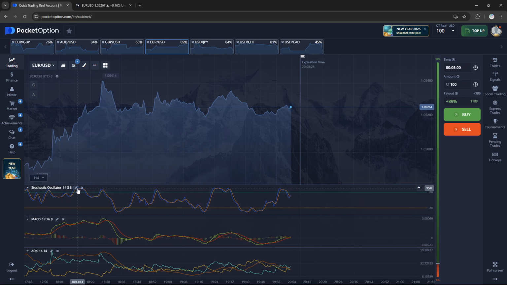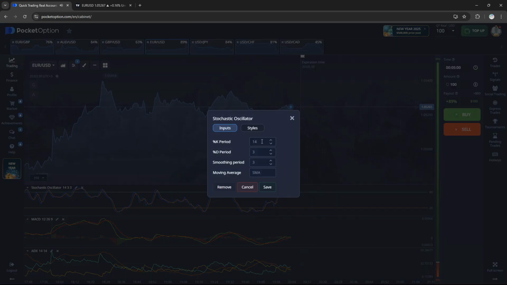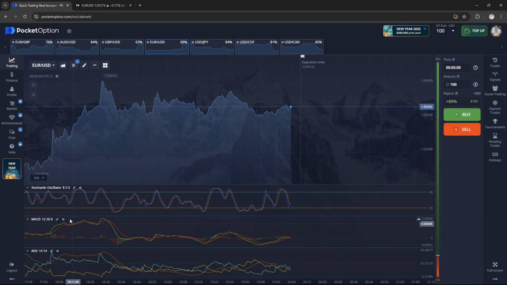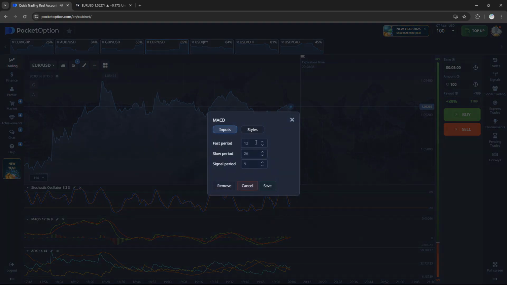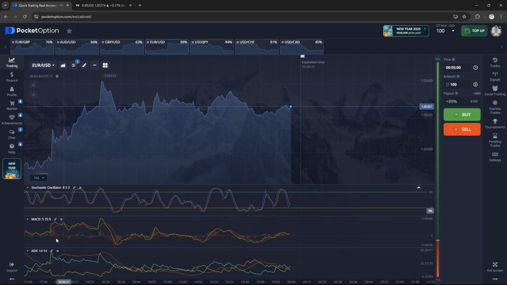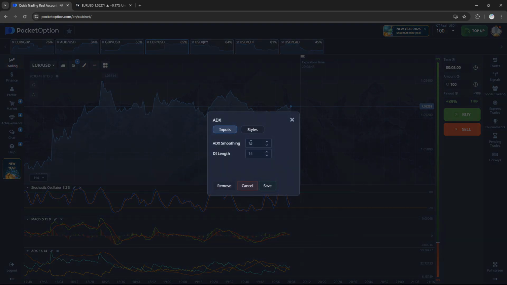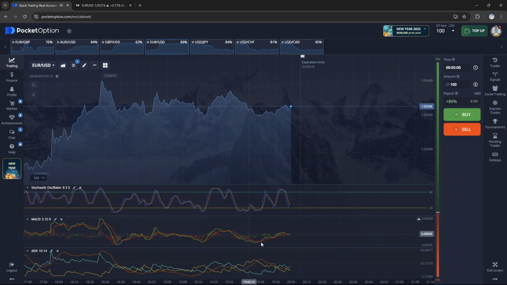Here, we'll use the stochastic indicator to identify entry points in overbought and oversold zones. The MACD will help confirm the direction of the movement, and the ADX will be used to check the trend strength before entering a trade. If you're a beginner, this set of indicators is perfect for getting started. The optimal settings for a 5-minute time frame are right here on your screen.